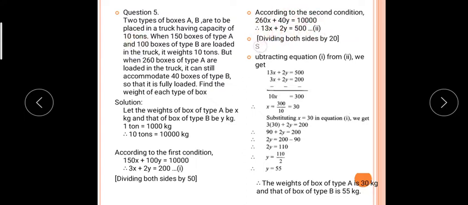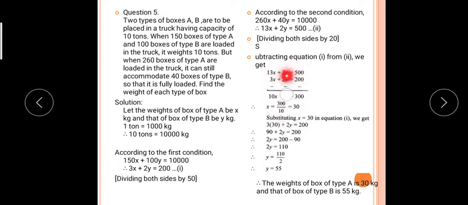Now after dividing this by 20, you will get 13x plus 2y is equal to 500. This is the simplest form of the equation according to the second condition. Now students, look at the first and second equations. If you observe, 2y is the same here, means the variable has the same coefficient 2 in both the equations, and their sign is the same. If the sign is opposite, without thinking you can add both the equations, and you will get the answer of one variable.